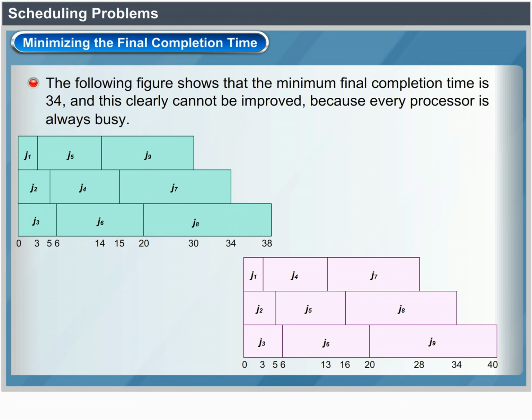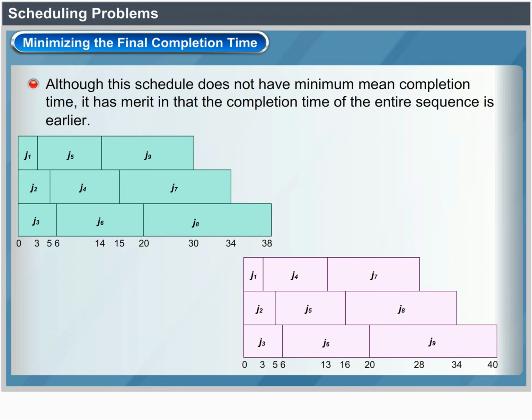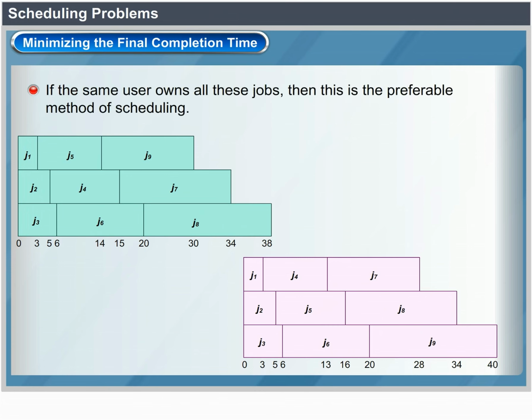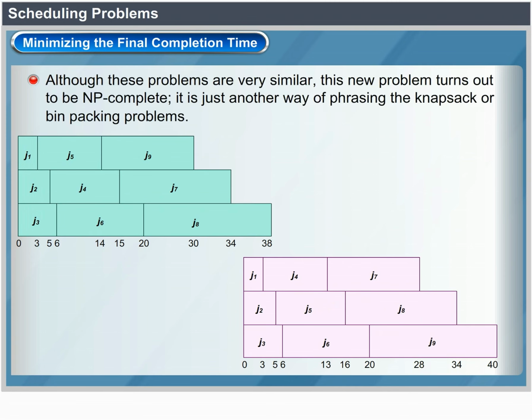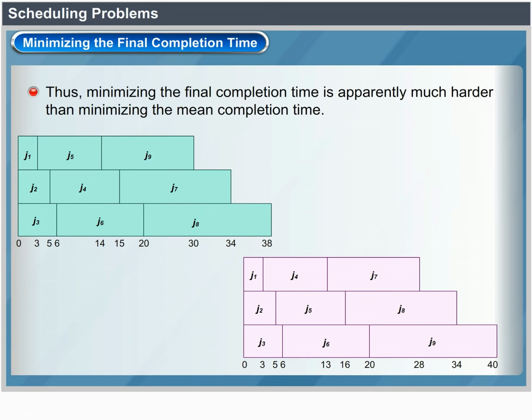Although this schedule does not have minimum mean completion time, it has merit in that the completion time of the entire sequence is earlier. If the same user owns all these jobs, then this is the preferable method of scheduling. Although these problems are very similar, this new problem turns out to be NP-complete. It is just another way of phrasing the knapsack or bin packing problems. Thus, minimizing the final completion time is apparently much harder than minimizing the mean completion time.